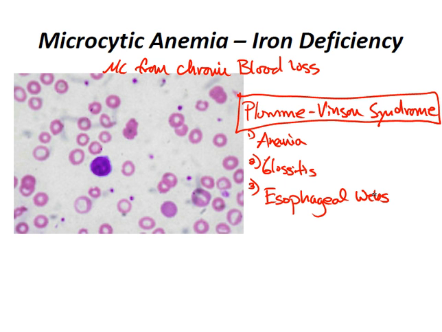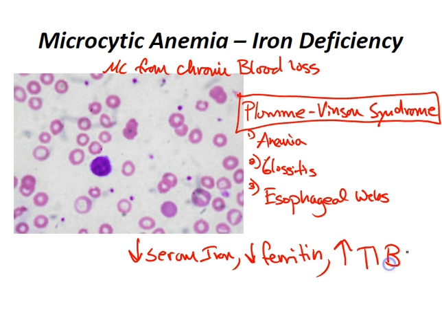Now, the labs of iron deficiency anemia we've already talked about. You're going to have a decreased serum iron, I'm sorry, a decreased serum ferritin and a high TIBC. That's your clue right there: high TIBC with iron deficiency anemia.